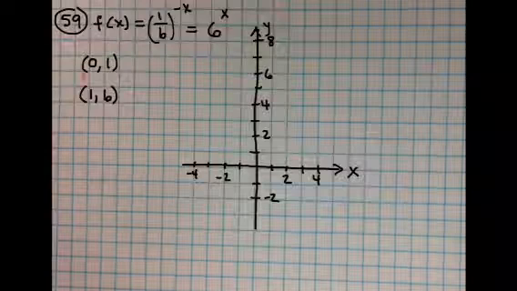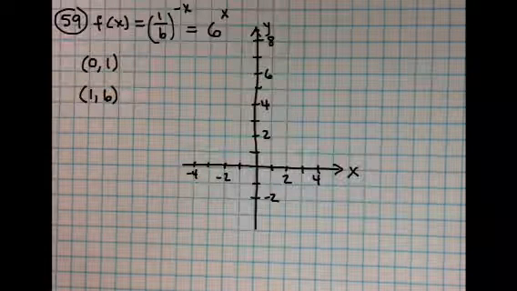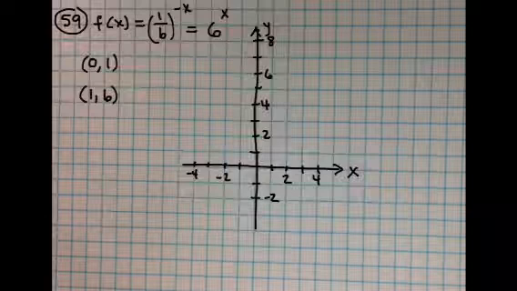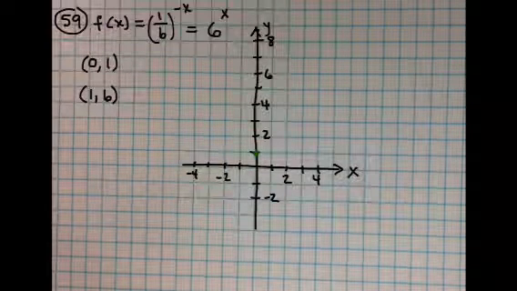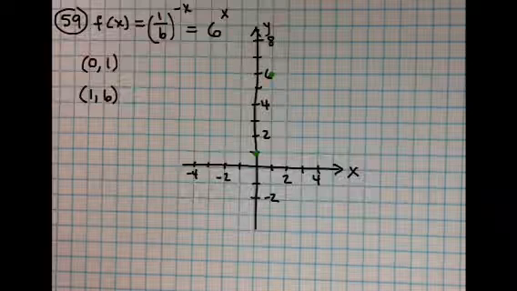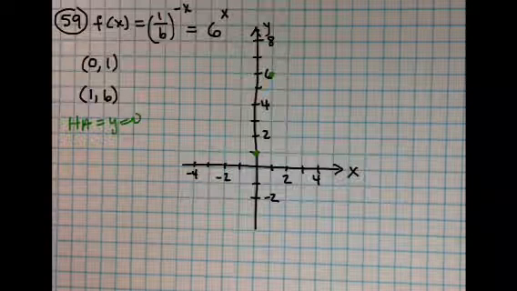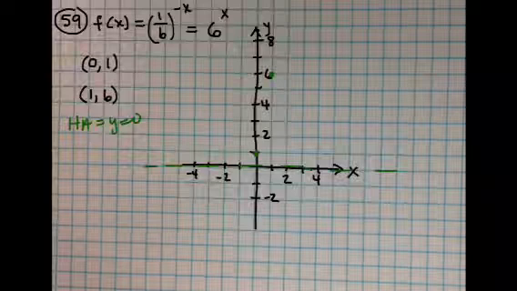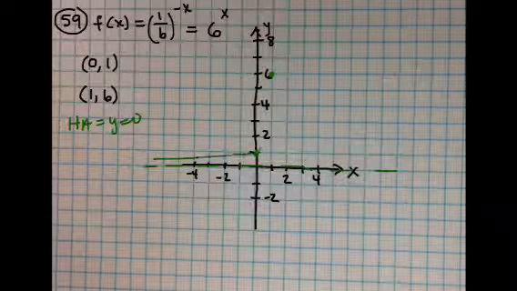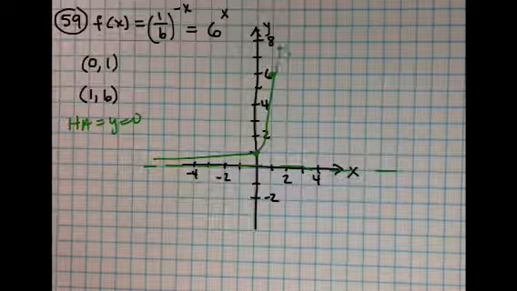Here are the reference points, and there are no transformations. So all we have to do now is plot the 0, 1 and the 1, 6. And we know because k is 0 that the horizontal asymptote is y equals 0. So it's right here, and then we connect the points. And that's it for that one.